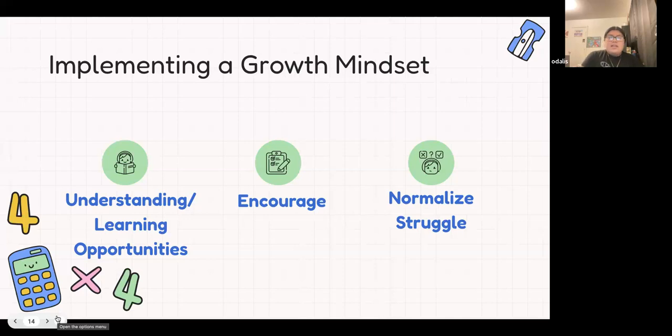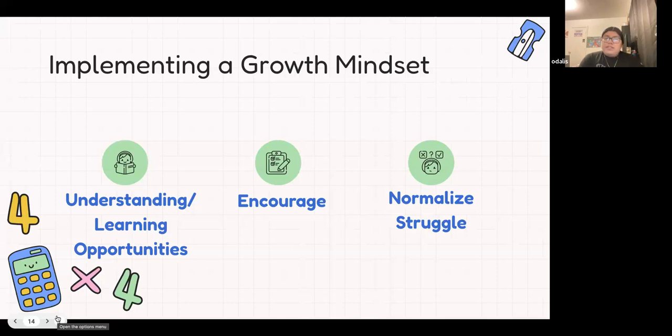Another one would be, which I think is kind of the biggest way to implement a growth mindset, which is encouraging. So, for example, encouraging students to keep trying even after they have failed, encouraging students to work together in groups to bring various ideas to the table, and encouraging them to work amongst each other and help each other out with certain areas that they're struggling with.